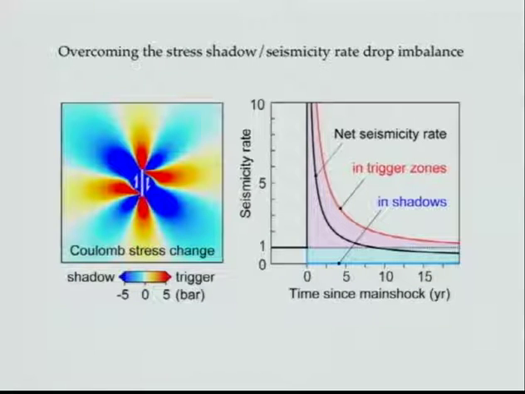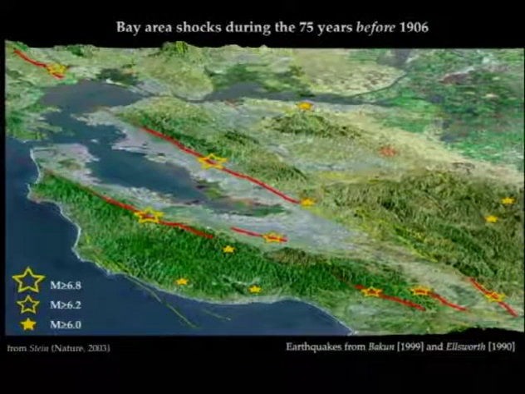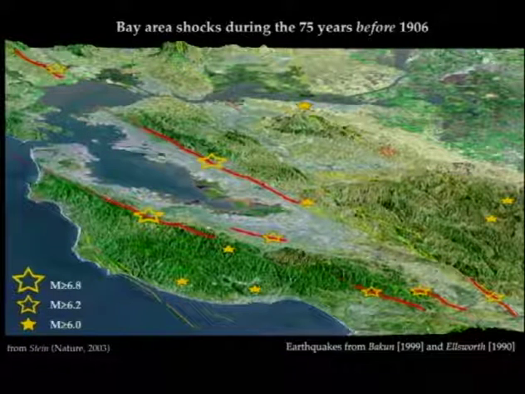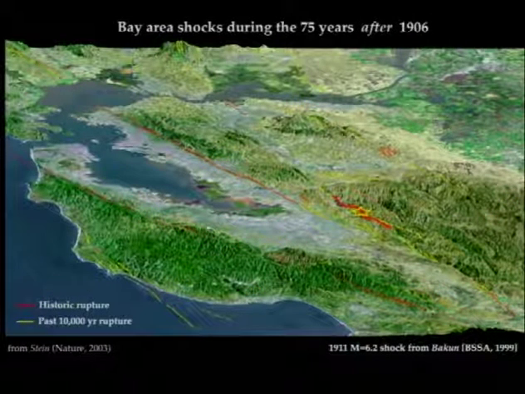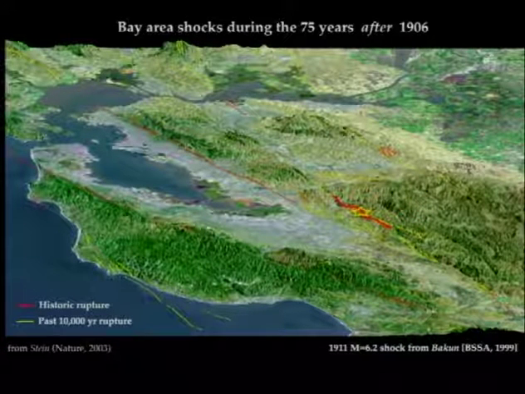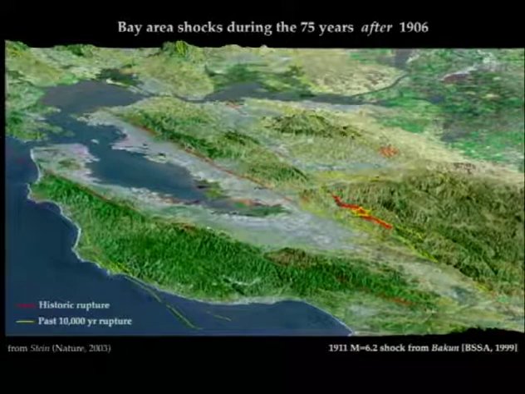Stress shadows are also important because we may ourselves be living in a stress shadow. Here are the earthquakes that occurred 75 years preceding the 1906 earthquake. You see many earthquakes. And here are the earthquakes in the following 75 years. You see only one. So some argue that the reason we are seeing far fewer earthquakes is because of the stress shadow of the 1906 earthquake. But it is very difficult to resolve this issue with the historical data. So we need a large earthquake with a recent seismicity record.